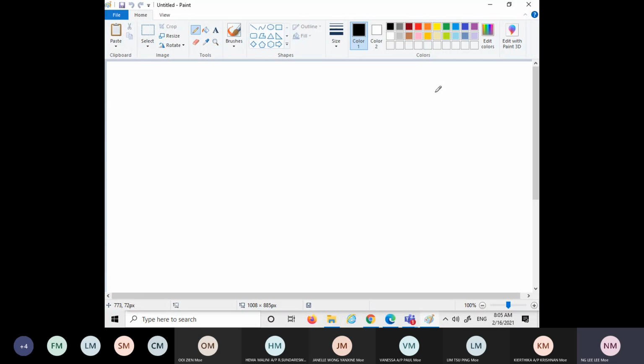Okay, page 46. Yesterday actually there's one more example I didn't go through. That's why I didn't ask you to do all the questions in your exercise. So look at example 9.